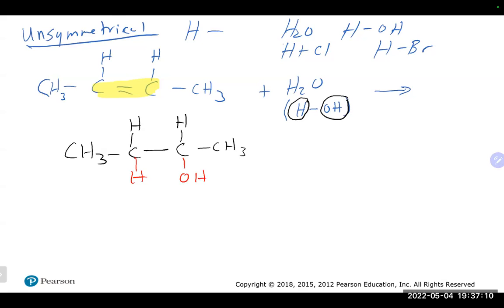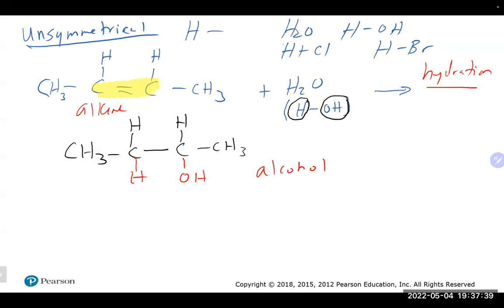And this gives me what type of compound? This is an alcohol. Yeah. So this is really how we prepare an alcohol: you take water and you add it to an alkene. So you go from an alkene to an alcohol through adding water. This type of reaction is sometimes referred to as a hydration reaction. Hydration because we added water.